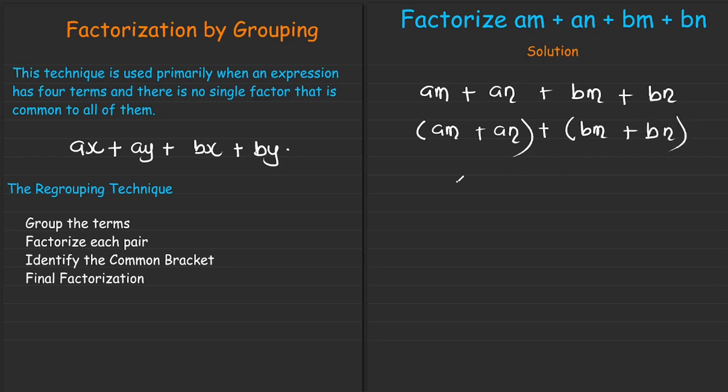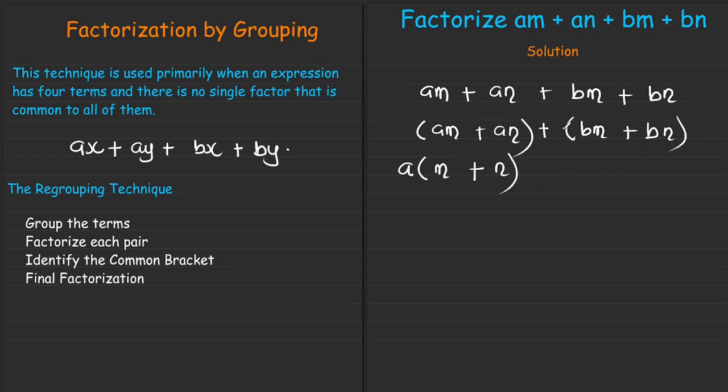With that done, we look at am and an. Do they have any common term? That is what we mean by factorizing each pair. Yes, they do. That is a. So their common factor is a. That a comes out, and then we use the common factor method to do this factorization. So a times what gives us am? That is m. Then a times what gives us an? That is n.